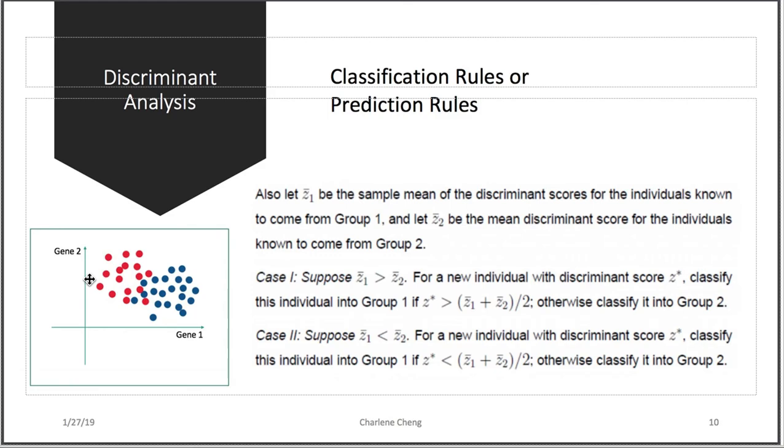So we can just think about it this way. If the z star is larger than half of z1 bar plus z2 bar, that means it's closer to z1 bar when z1 bar is larger than z2 bar. In that way, we just assign the individual to group 1. Otherwise, it's gonna be in group 2. So just look at which group the z-score is closer to, and then we can decide how we want to classify into the group.